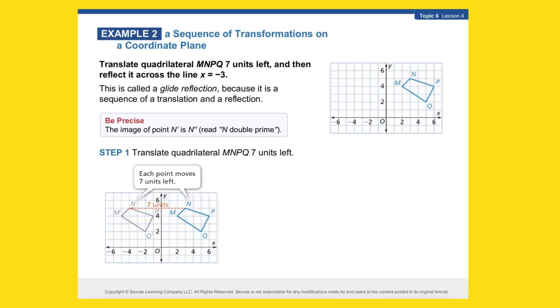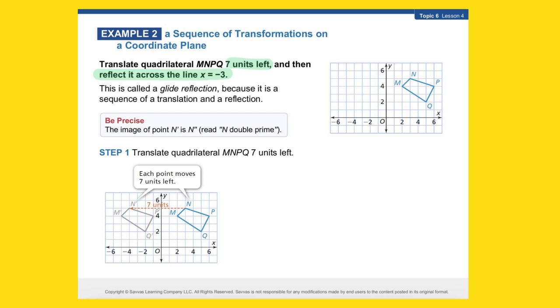This is example 2 on page 329. It says we want to translate quadrilateral MNPQ 7 units left and then reflect it across x equals -3. So you're going to go step by step. So first, you're going to take every one of these corners, every one of these vertices.